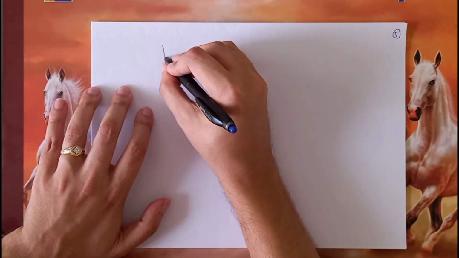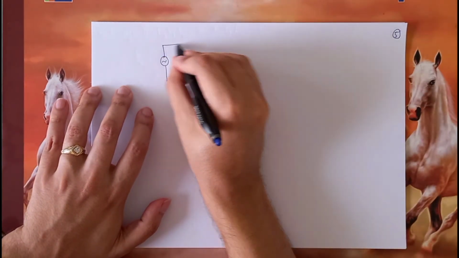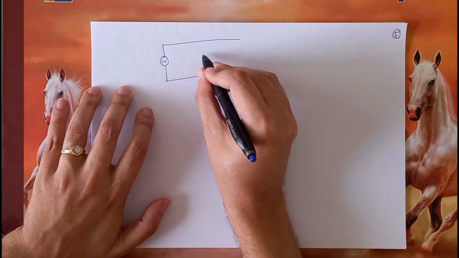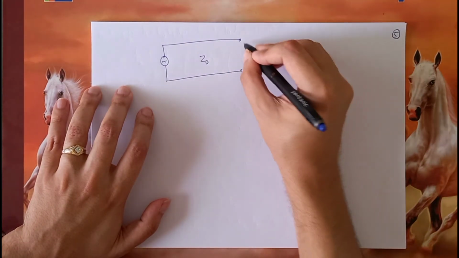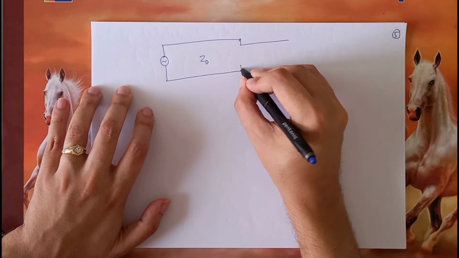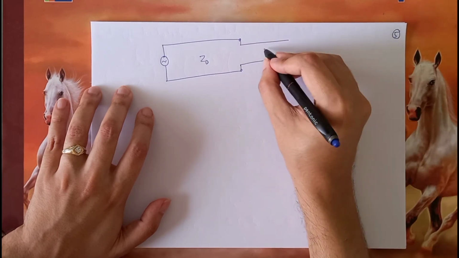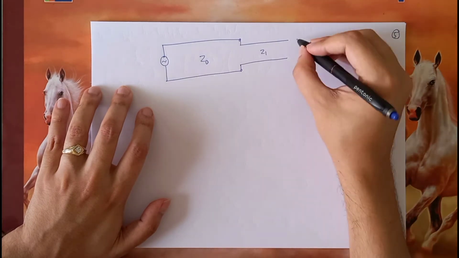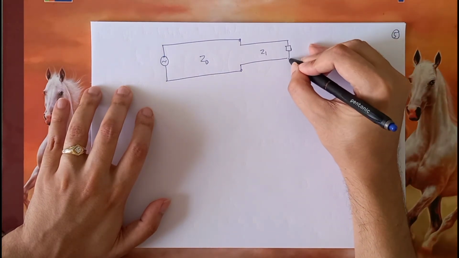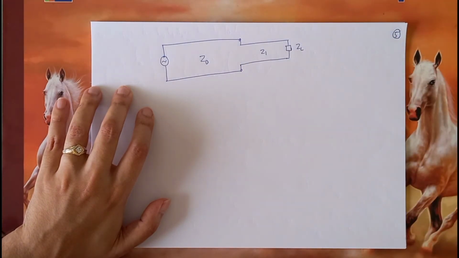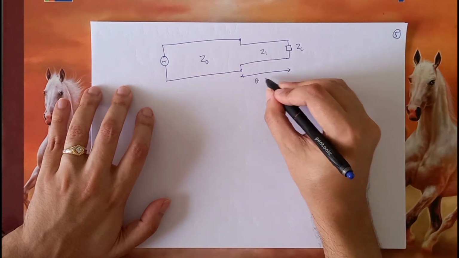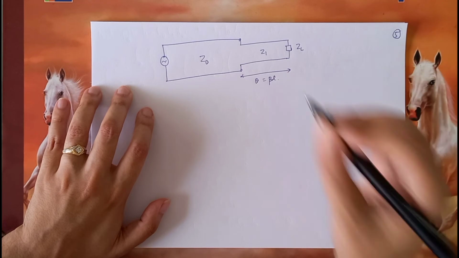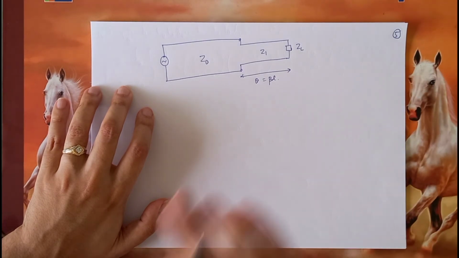Suppose I have a source that's connected to some transmission line Z0, which is connected to another matching transformer, which will ultimately be a quarter wave. This is Z1, and the load impedance is obviously real, that is ZL. Let us say the electrical length of this section is some theta, which is beta L, where L is the length of the line.